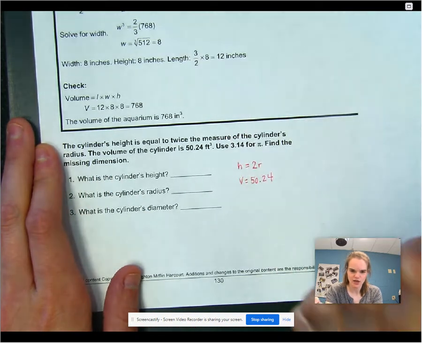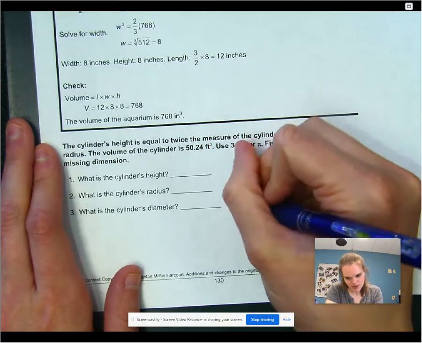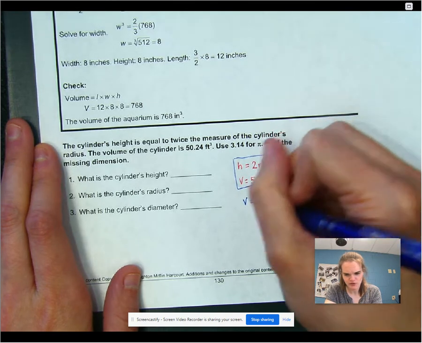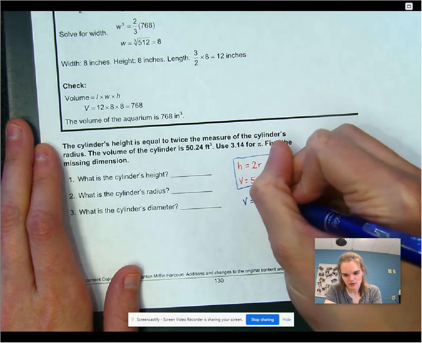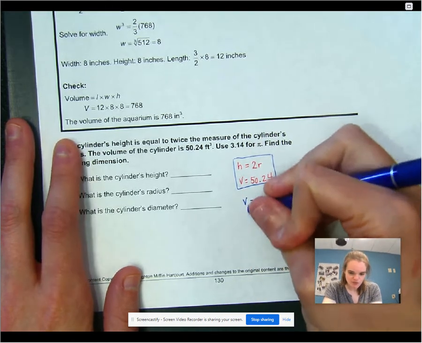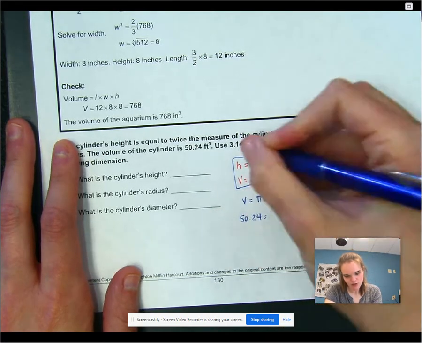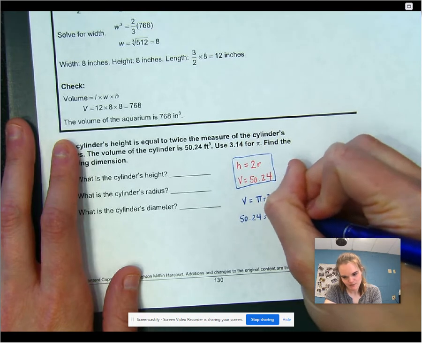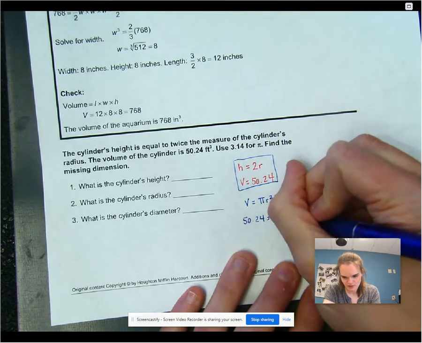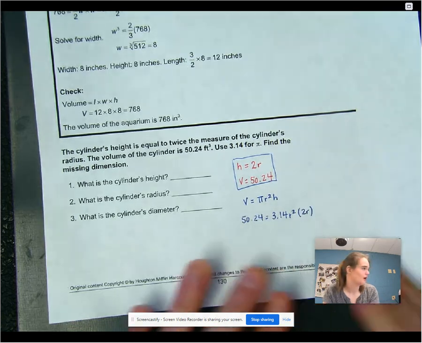Okay, this is what we know. We don't know the radius, we don't know the height, but let's set up our formula. Our formula for the volume of cylinders: volume equals pi r squared h. And we're going to plug in the pieces we know. The volume is 50.24. They said use 3.14 for pi. The radius, we don't know, so we're going to put r squared. The height, we know, is 2 r's. It's twice the value of r.